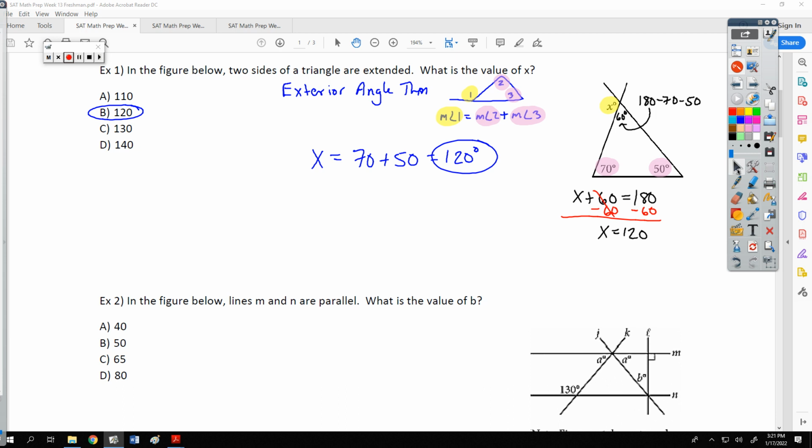Now example number 2 is a more traditional SAT style question with more than one step. So I'm going to go ahead and read it before I move on and slide it up to give people that are still writing stuff down from the previous example a chance. In the figure below, lines M and N are parallel lines. What is the value of B?